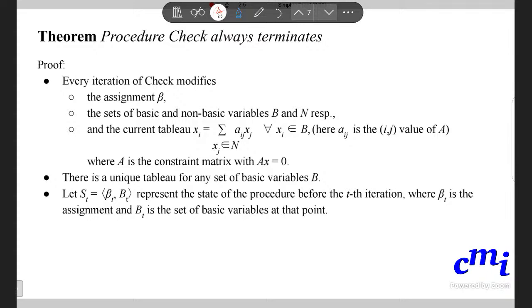So one observation is that there is a unique tableau for any set of basic variables, because all these tableaus satisfy the constraint Ax equal to 0. So this is just an observation. Now we denote by S_t a pair of beta_t comma B_t. We let this represent the state. But this is an important observation. That's why I want to make sure that Harsh understands why this should be a unique tableau.